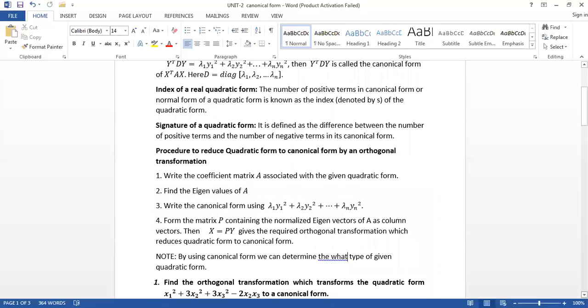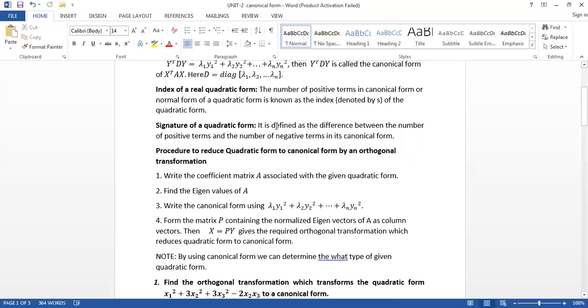Now, index of a real quadratic form. The number of positive terms in the canonical form or normal form of a quadratic form is known as the index, and it is denoted by small s. Right? So it is the number of positive terms in the canonical form of a given quadratic form.